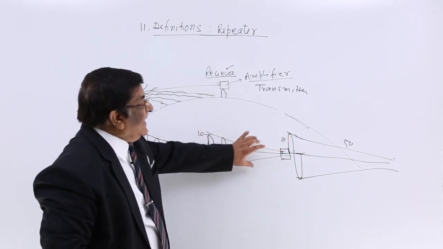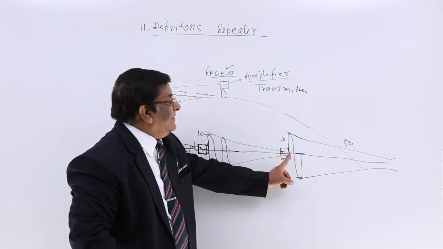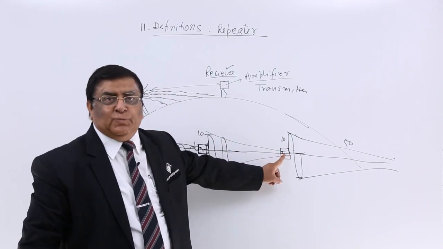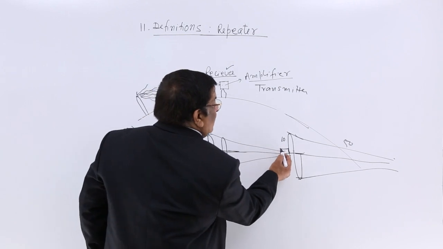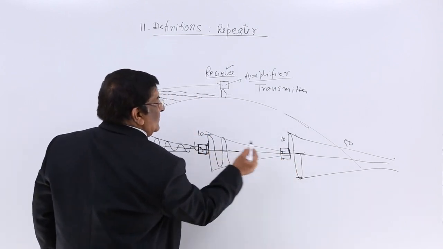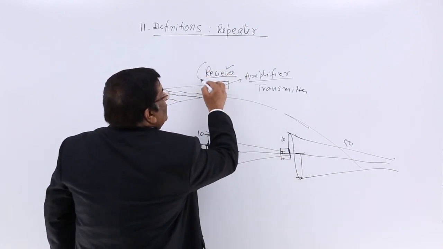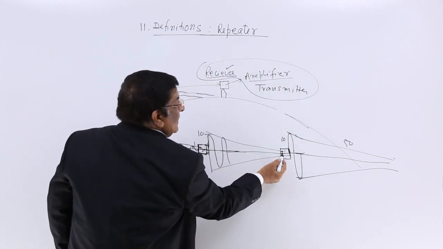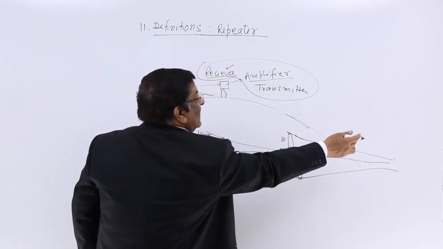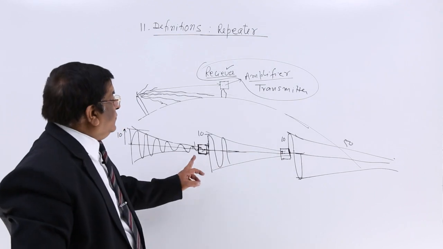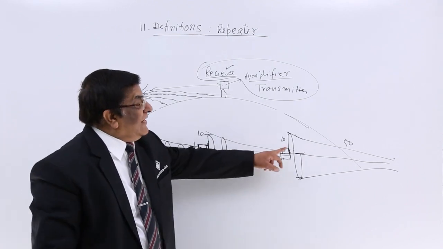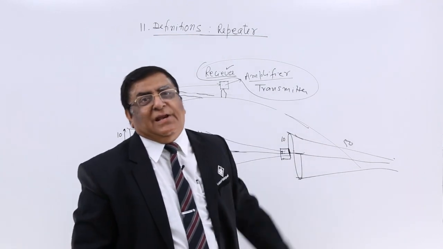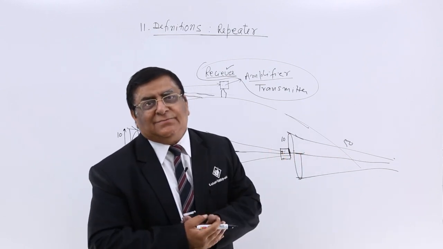So it is going in this direction, getting weak. Again here it has become low. Again I repeat the use of this device, this combination. Again it is repeated, makes 10, send it for 50 kilometer again. So this device is repeated, and its name has become repeater.